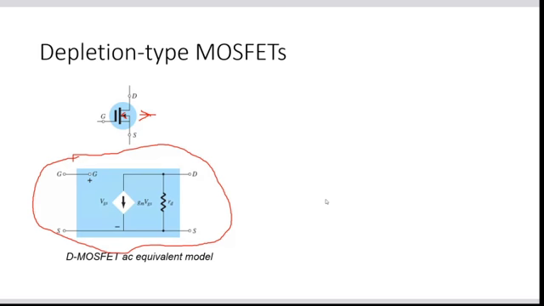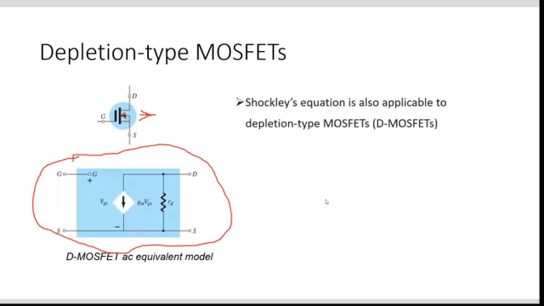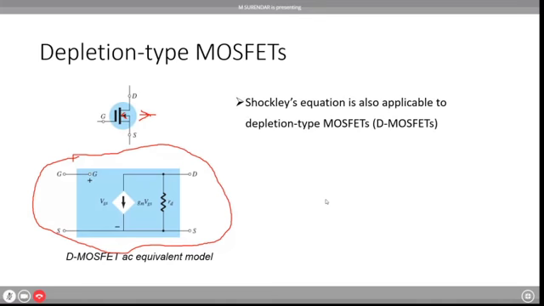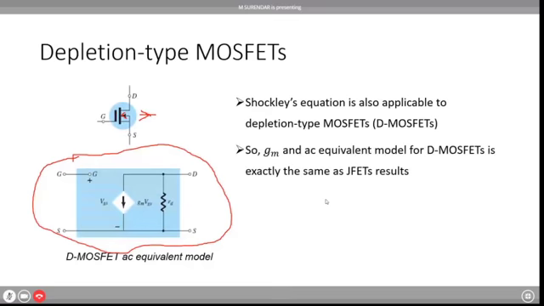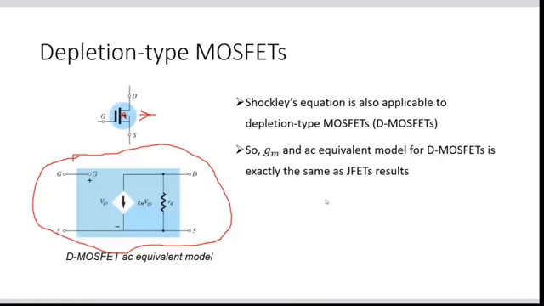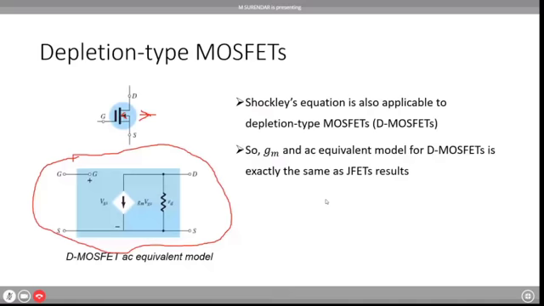And the thing we have to notice here is that Shockley's equation is the same. The same Shockley's equation is used for the depletion type MOSFET, that is the D MOSFET, and the gm and the AC equivalent for the D MOSFET. The value of gm you can take from the specification sheet, where it is given as YOS or GOS, either the conductance or admittance. You can directly take the gm from there.